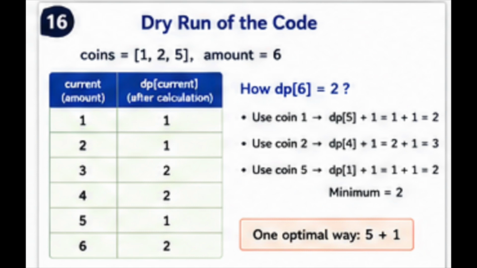For amount 4, we can use 2 plus 2. So dp of 4 is equal to 2. For amount 5, we have a coin of value 5 itself. So dp of 5 is 1. Finally, for amount 6, we can use 5 plus 1, which takes 2 coins. So our final value is dp of 6 is 2. Therefore, the answer is 2 coins.